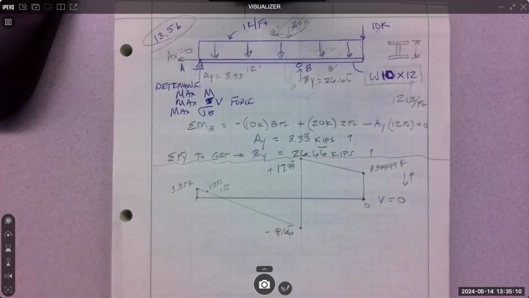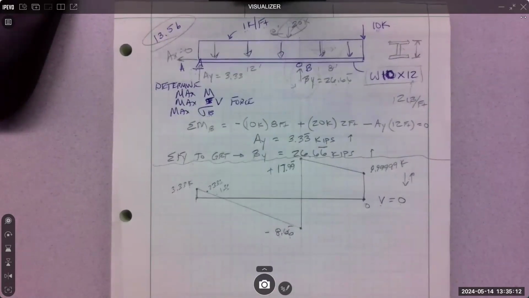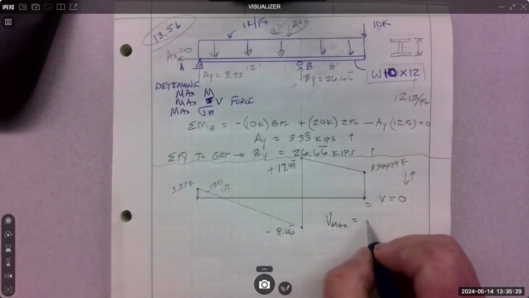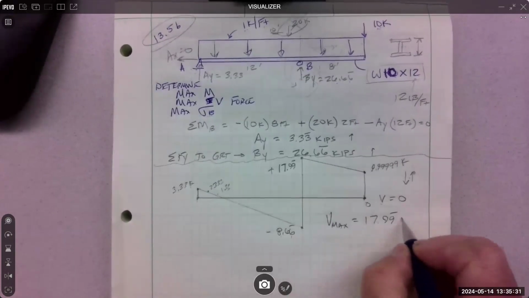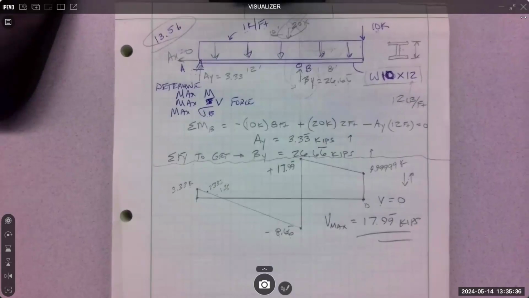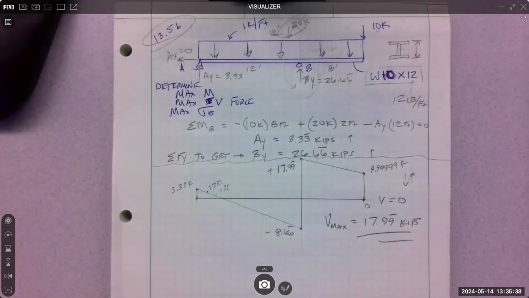So there it is, our shear diagram. What we want to know from the shear diagram is what's the maximum shear force? And that can be positive or negative. So we're just looking for the absolute value, the biggest number possible in the graph. What is it? That's the number we will use to calculate shear stress, to check and see if the beam is okay. Cool?